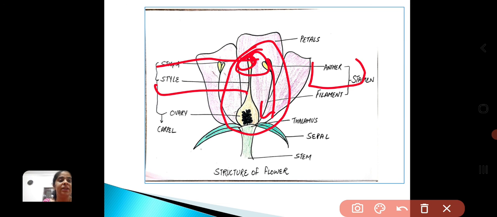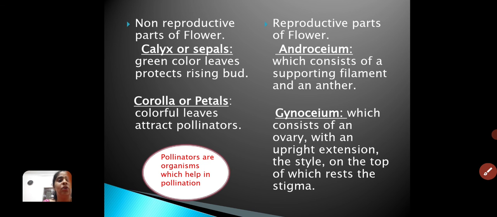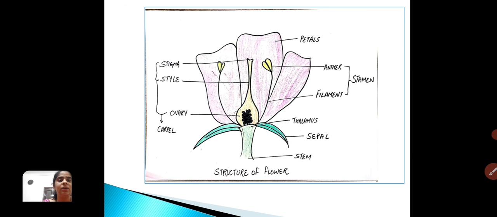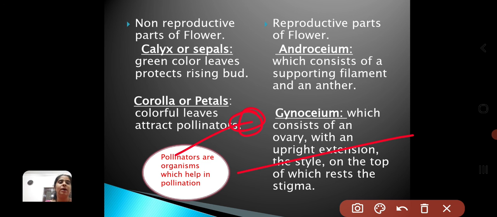And in the ovary, ovules are present. These are the ovules. Pollen grains will join these ovules and fertilization will take place. These are the main parts of the flower. Now we will see the non-reproductive parts. Non-reproductive parts are calyx and corolla. Reproductive parts are androecium and gynoecium.